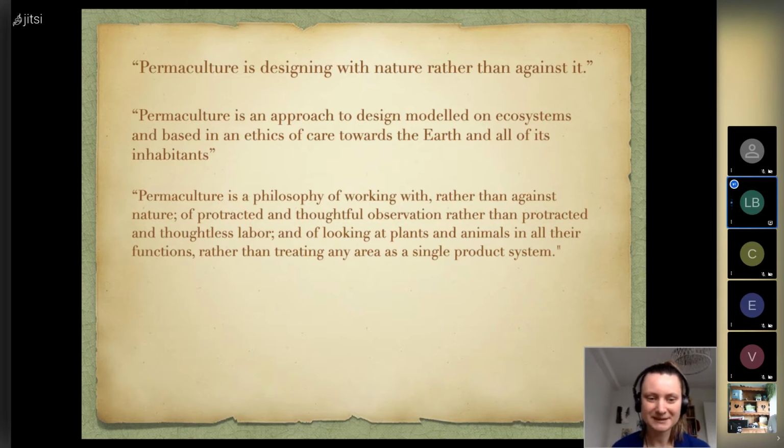So here's another definition, slightly longer this time. Permaculture is a philosophy of working with rather than against nature, of protracted and thoughtful observation rather than protracted and thoughtless labor, of looking at plants and animals and all their functions rather than treating any area as a single product system. And this is actually by Bill Mollison, and I really like this definition because it really highlights the systemic thinking part of permaculture.